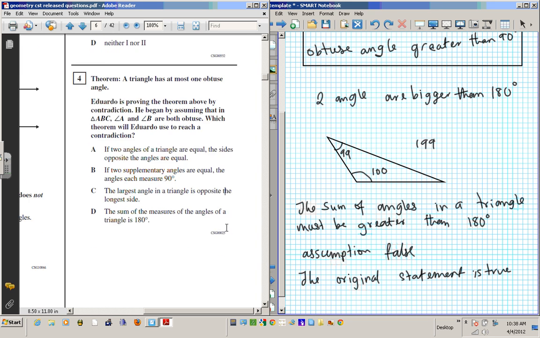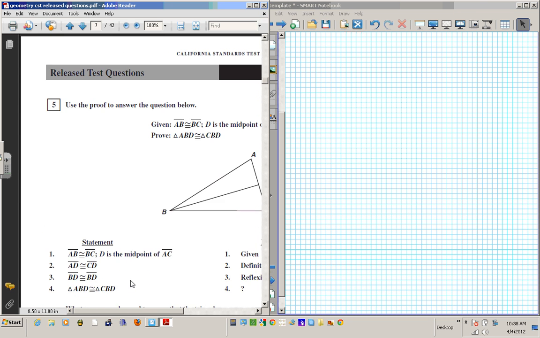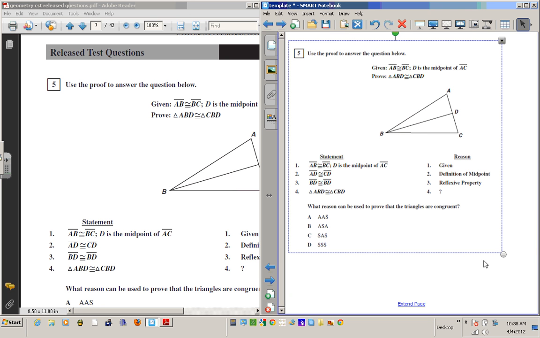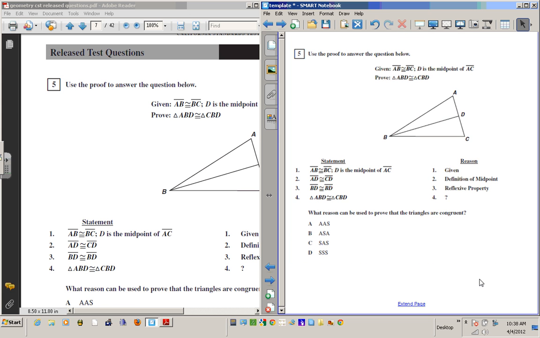Problem 5. Alright, problem 5 says use the question below to answer the given problem. So it says given that AB is congruent to BC. Now, anytime you're given congruencies with a figure, you'll always have to mark them accordingly so you don't get anything confused. So AB is congruent to BC.